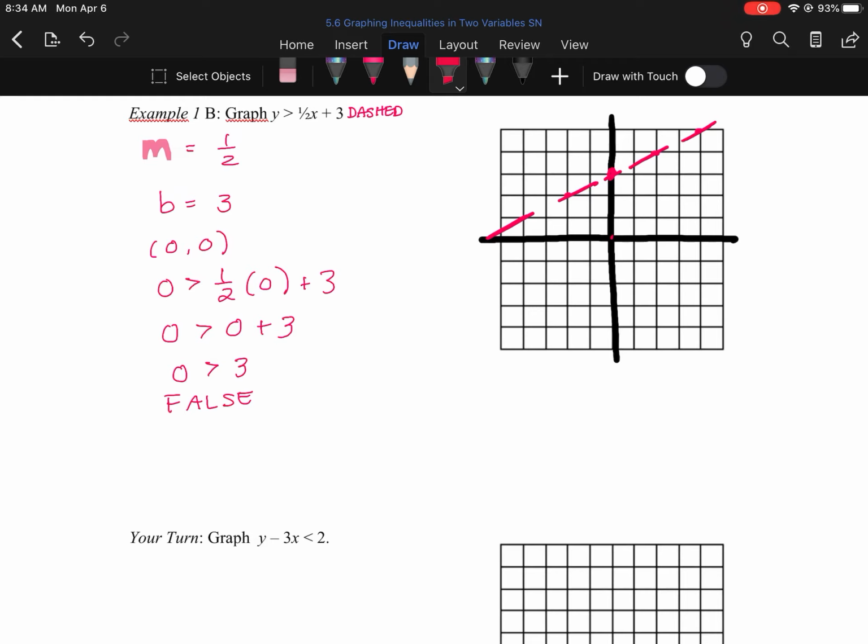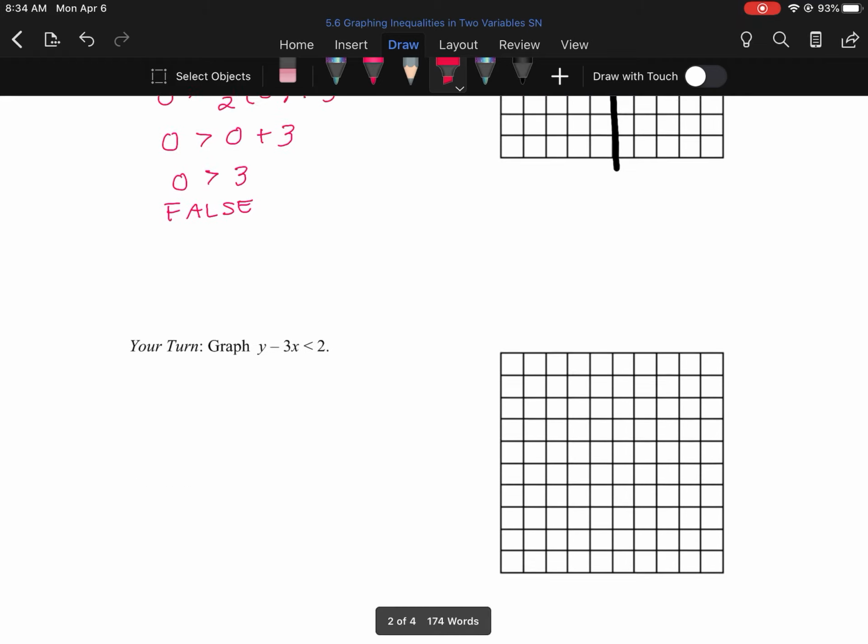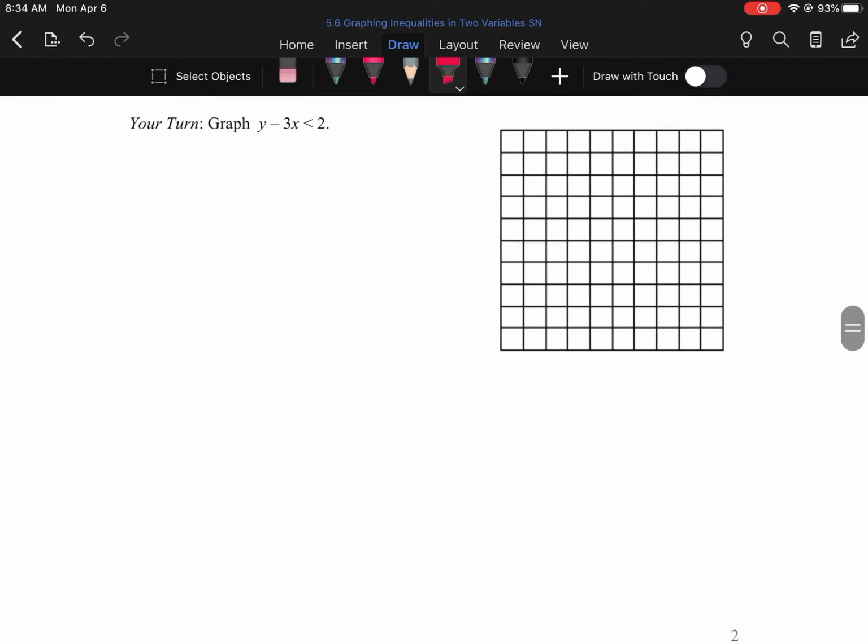So I'm going to think, okay, 0, 0 is here. That was false, so everything on that side is false. So I want the opposite side, because the opposite side would be my true side. All right, so here is my true side. All right, so take a moment, try the your turn, and come back.